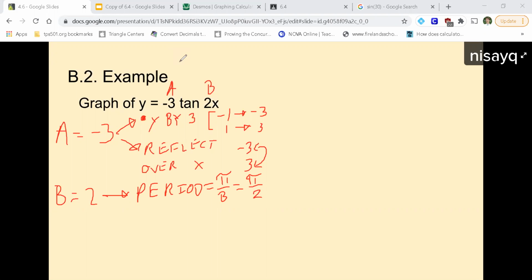Or another way to think about that is, since our x values are now going twice as fast, it takes us half as long to get through a cycle. We could get through a cycle in half the normal time since we're now going twice as fast.